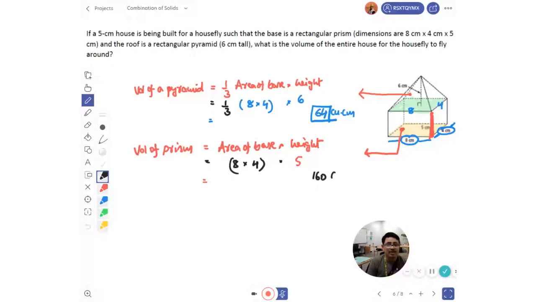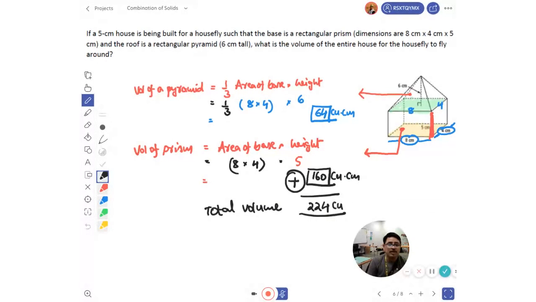160 cubic centimeters. As I mentioned in the beginning of the question, when you add these two values, that gives you the total volume. So let me add these two, 64 and 160, therefore 224 cubic centimeters.